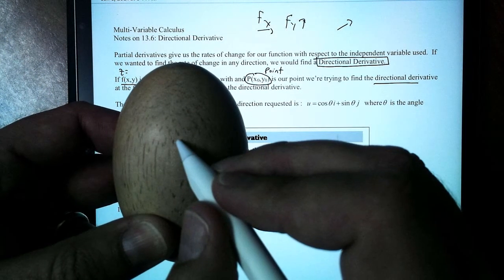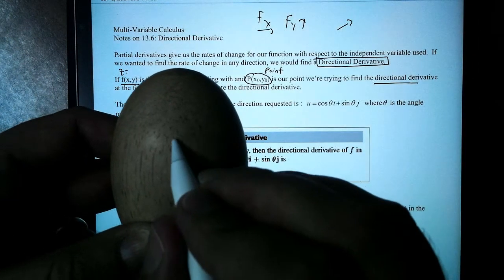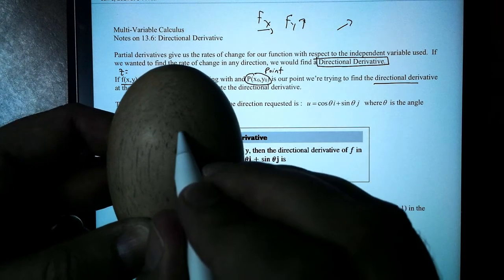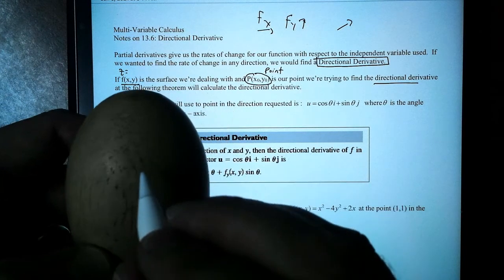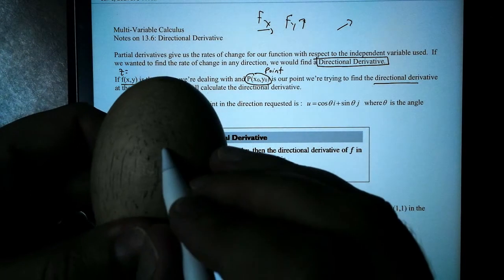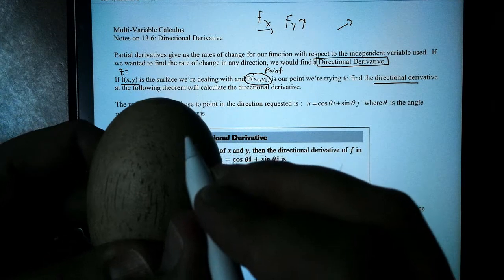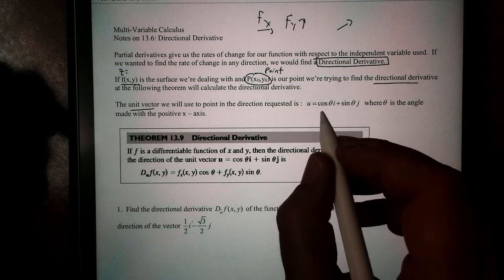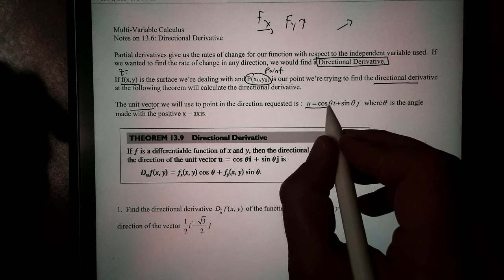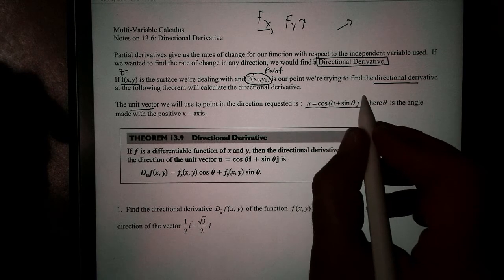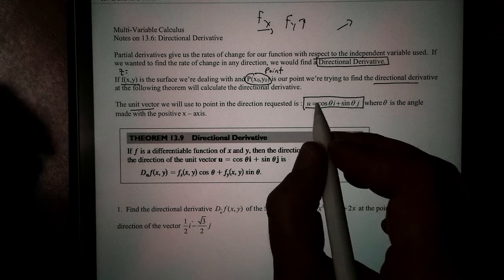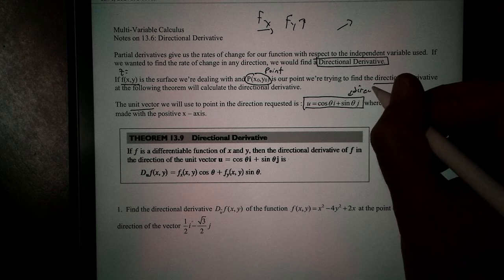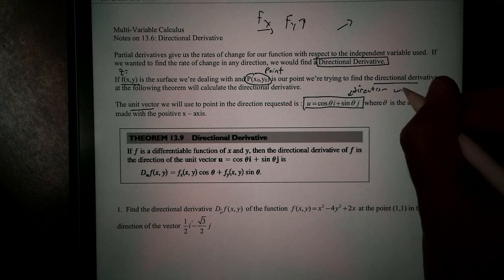But what if I was facing at an angle instead? How can I find that rate of change? To do this, we have to first find out the direction we are facing. And we can do that by looking at the following unit vector. u is cosine theta i plus sine theta j. This gives us the direction we are heading.